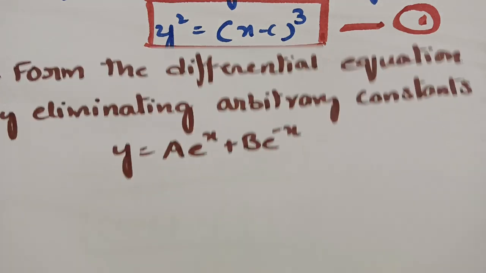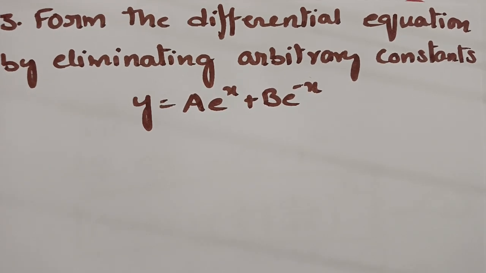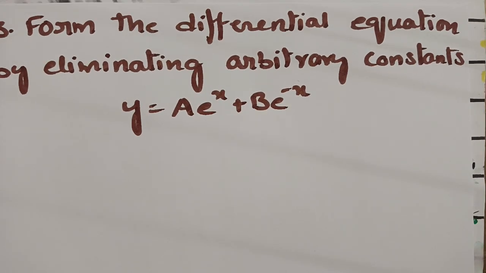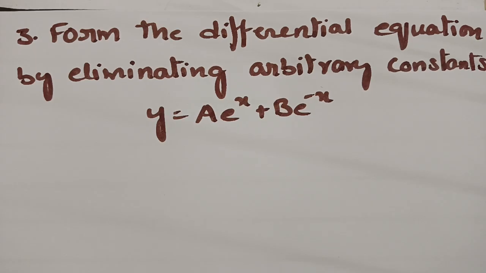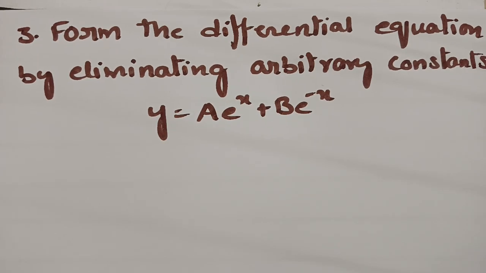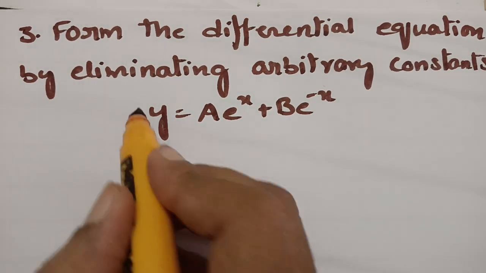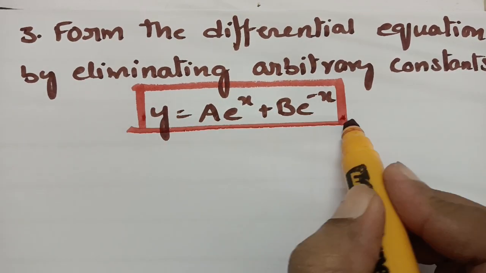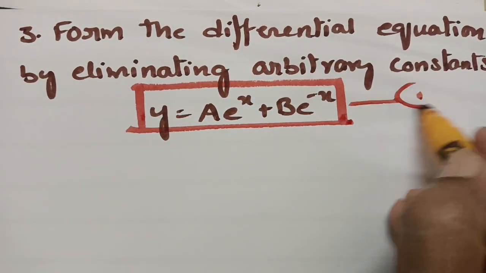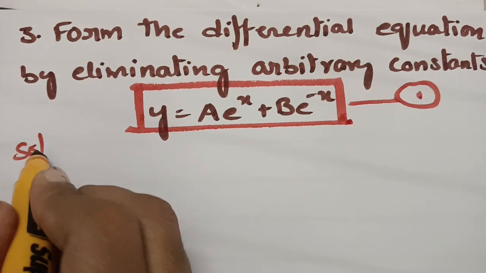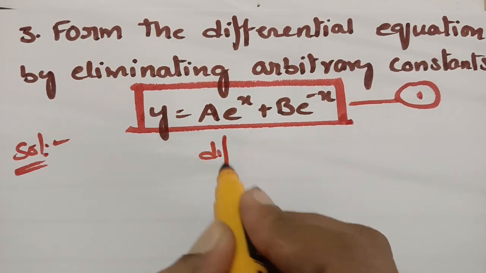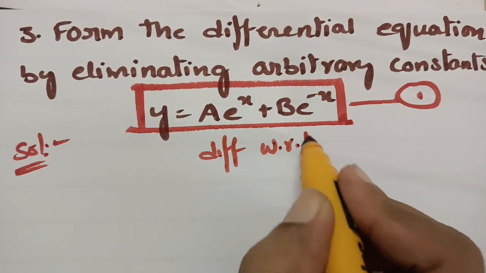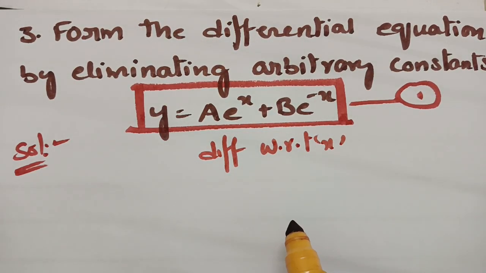And the next question here is, form the differential equation by eliminating the constants: y is equal to a into e power x plus b into e power minus x. So this is equation number 1. In this equation, we have to make a derivative twice, differentiating with respect to x. Why twice? As there are 2 constants here.